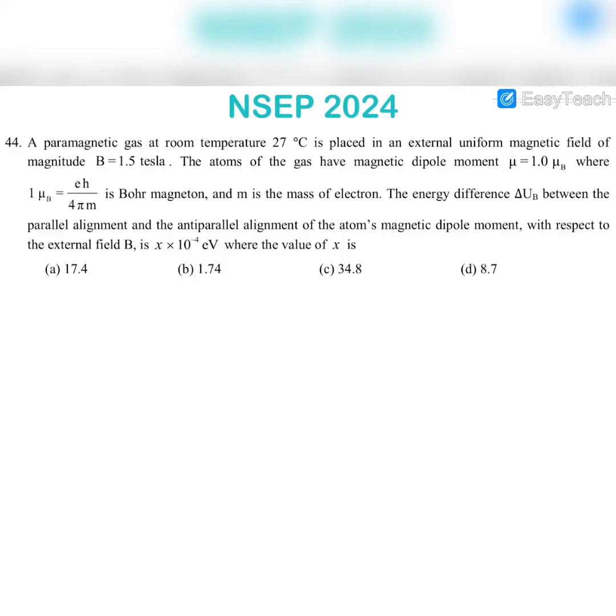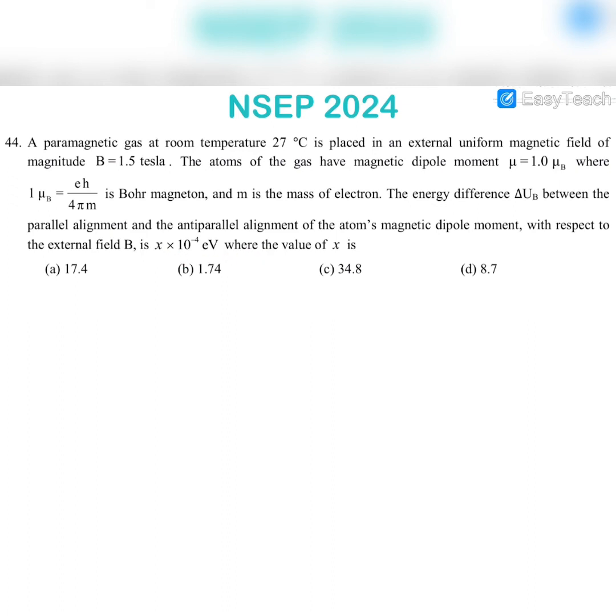In this question, you can see that a paramagnetic gas at room temperature is placed in a magnetic field of 1.5 Tesla, and the atoms have a dipole moment of 1 mu b, where mu b is the Bohr magneton, obviously. Now we have to find out the energy difference between the parallel alignment and anti-parallel alignment of the atoms' magnetic dipole moment with respect to the external field.